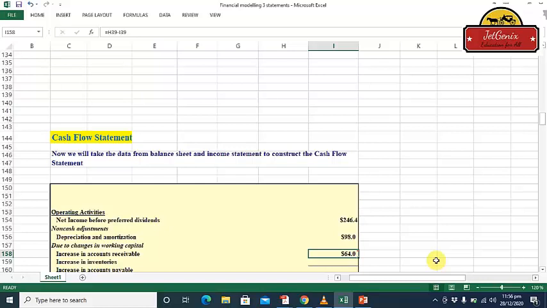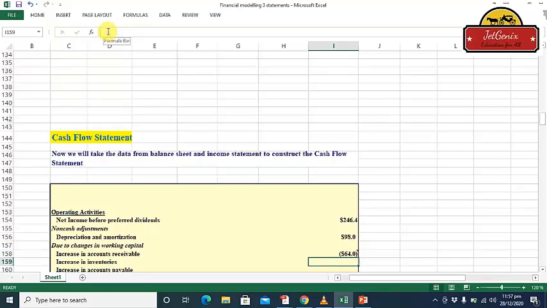So how are we going to do it? We can do it like this. First we write negative here, then start a parenthesis, and at the end close the parenthesis and press enter. Now it is the negative cash flow.